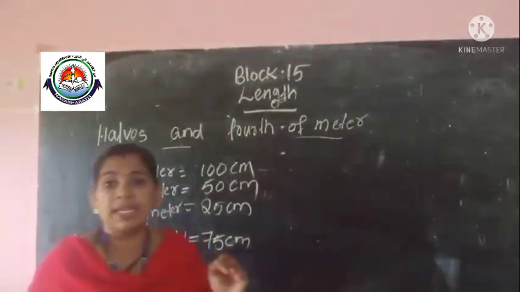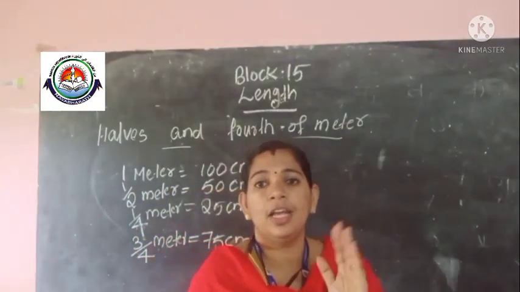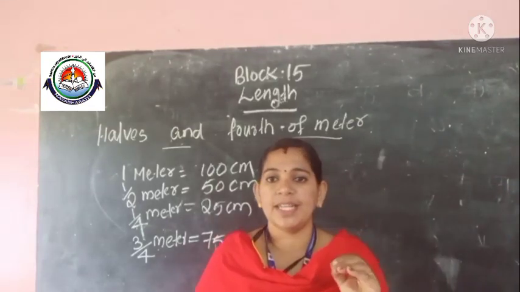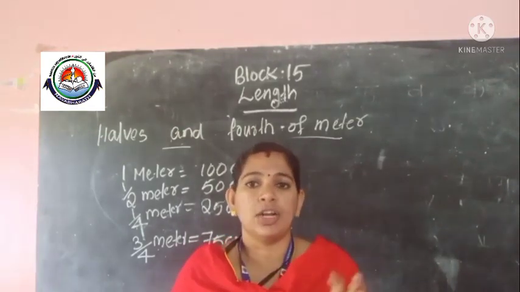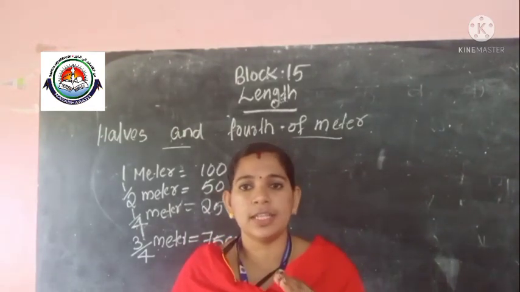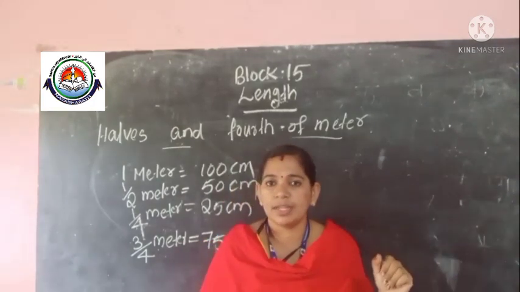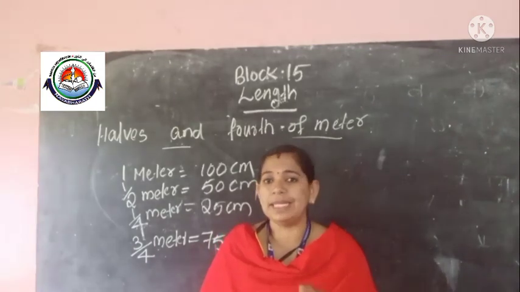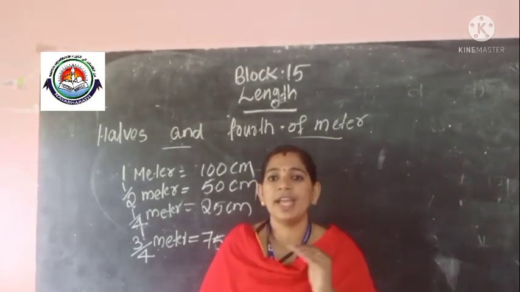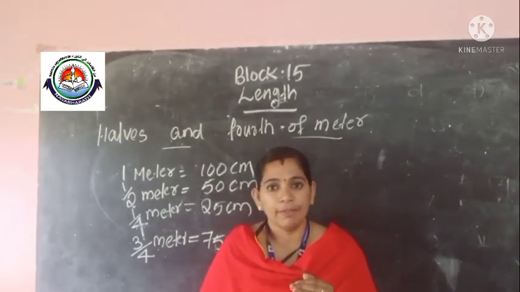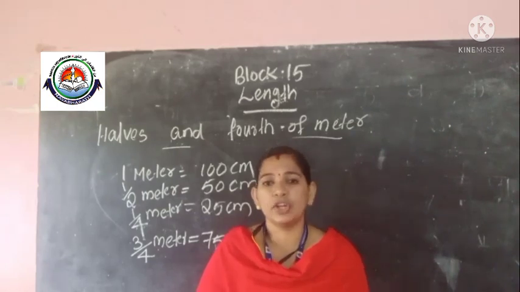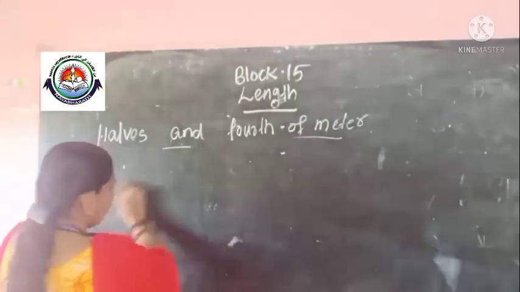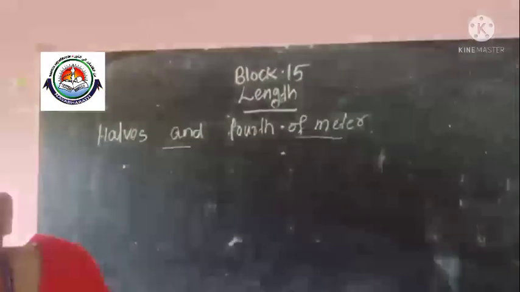Okay. So 1 meter is equal to 100 centimeter. Half meter is equal to 50 centimeter, and quarter meter or 1 by 4th meter is equal to 25 centimeter. 3/4 or 3 by 4th meter is equal to 75 centimeter. It's clear. We can do some problems. Okay, take your notebook and write these questions.